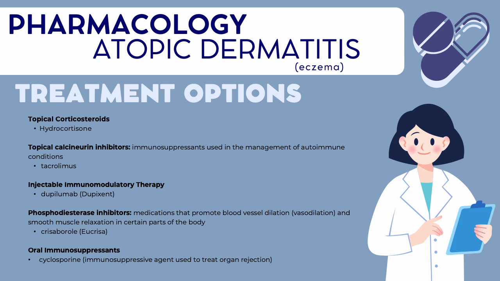There's also going to be injectable immunomodulatory therapy, and that's going to be called dupilumab, or the patient also might be prescribed a phosphodiesterase inhibitor, and these medications promote blood vessel dilation and smooth muscle relaxation in certain parts of the body. Oral immunosuppressants such as cyclosporin are also commonly prescribed, and this medication is often used to treat organ rejection, and since the skin is an organ, it's appropriate.